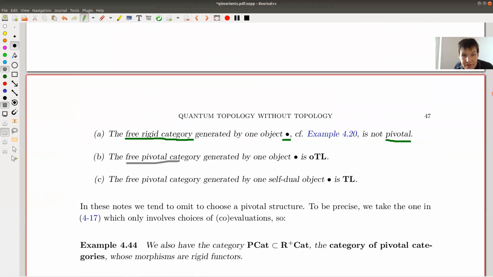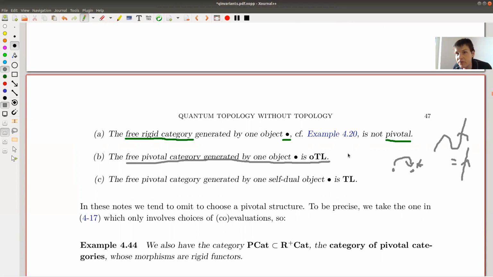The free pivotal category generated by one object is actually the oriented Temperley-Lieb category. Why? Well, you have one object, and it's free pivotal, so you only have to worry about giving it a dual. And the only morphisms you need in this free category, by definition, are the corresponding evaluation maps satisfying the corresponding zigzag relations. And that's exactly the oriented Temperley-Lieb category.